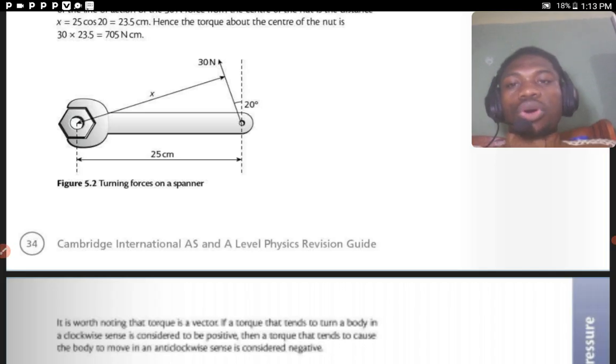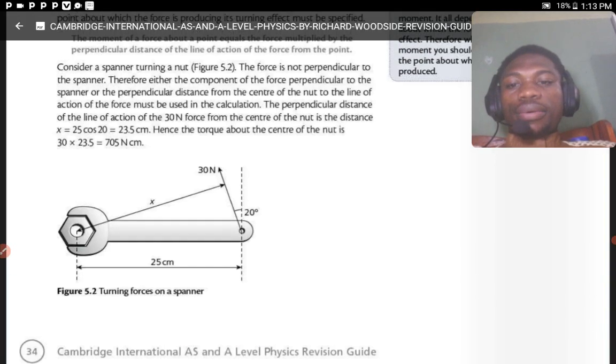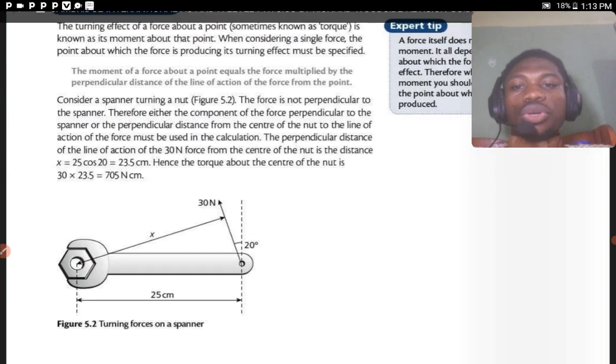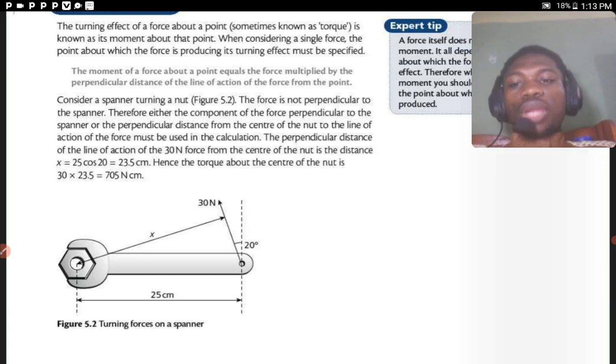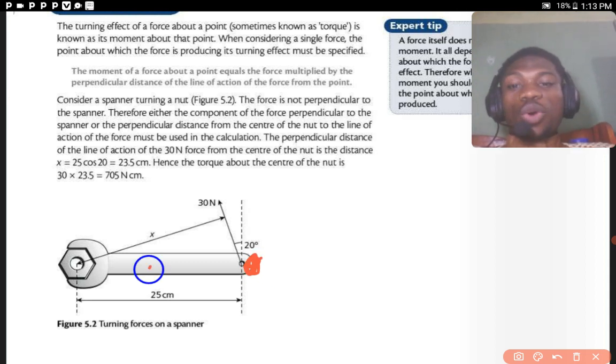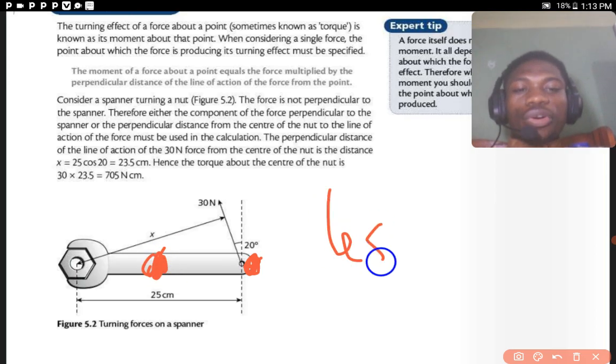This is an example. This is a spanner. So the question I will ask you is that I want to hold this spanner. I want to use it to untie this screw. Somebody holds it at this point, and then another person with a similar spanner holds it at this point. I want to know who will have to apply less force for greater output.